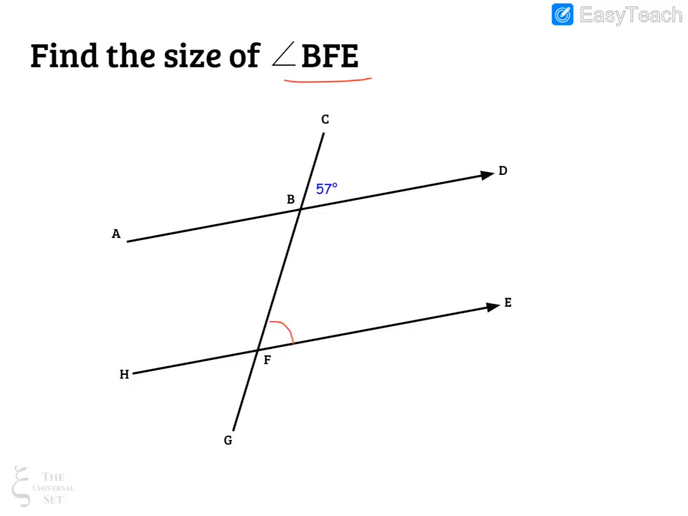Okay, good. If we're going to find the size of angle BFE, we're going to need to use this fact here. So I reckon this angle and this angle are corresponding. What do you think? They're in the sort of corresponding positions, aren't they, on this top line and this bottom line? And because they're corresponding, that means they're equal. So this one has to be 57 degrees. So I could write as my answer, angle BFE is equal to 57 degrees. There we go. Good.